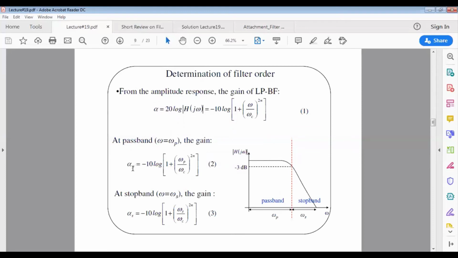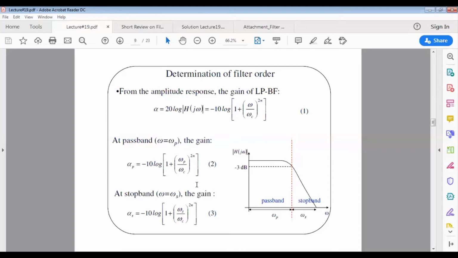Yeah, the gain for the passband region will be negative 10 log of 1 plus omega p over omega c power of 2n. Yeah, we just substitute omega to be omega p and alpha to be alpha p. Okay, so this equation number 2 is the gain for the passband region.